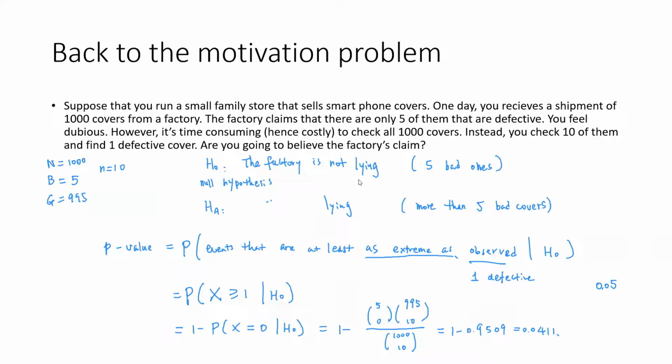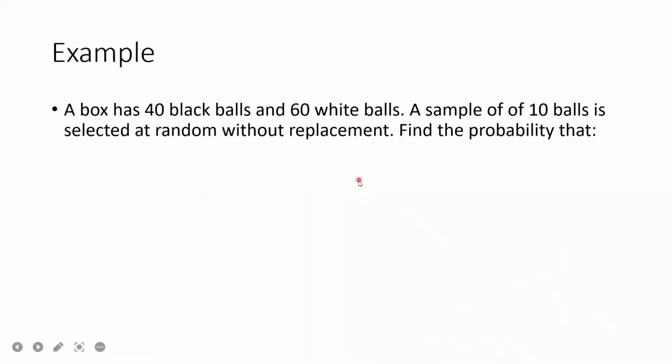Let's look at another example. This example is not practical, but it's kind of using toy models. I like using this kind of problem to give examples. The box has 40 black balls and 60 white balls. A sample of 10 balls is selected at random without replacement. Find the probability that there are 4 black balls in the sample.